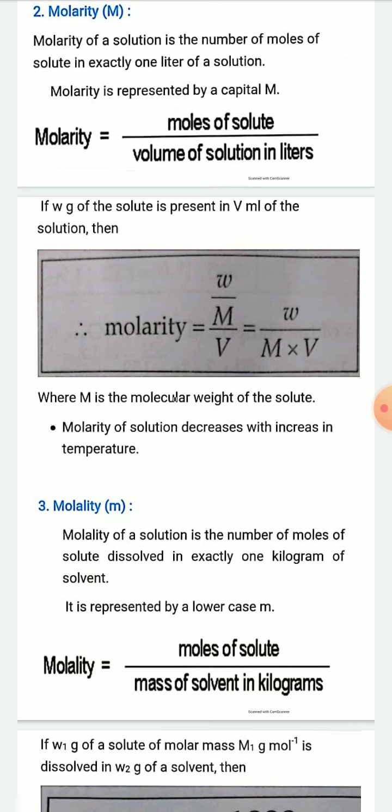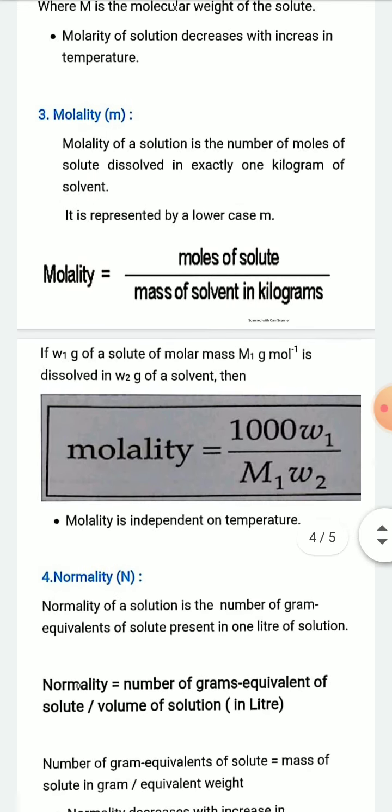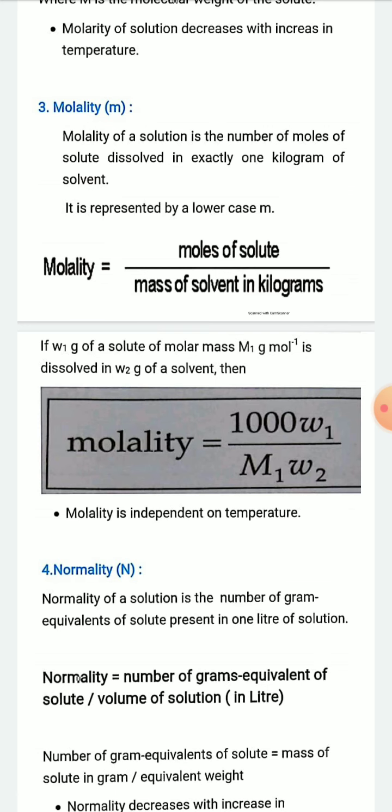Where M is the molecular weight or molar mass of the solute. And one point you have to remember: molarity of a solution decreases with increase in temperature.